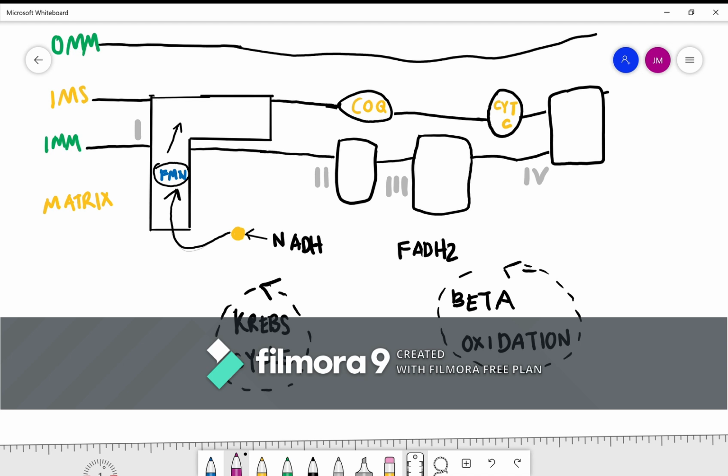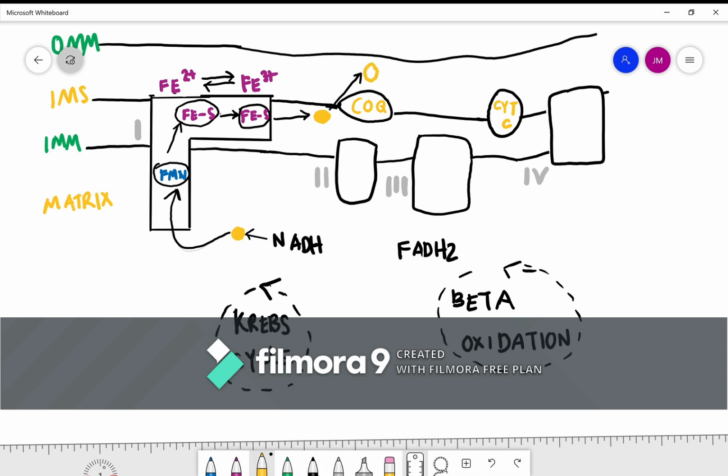The FMN then donates the electrons to the FeS iron-sulfur proteins. These are redox reactions in which the iron ions go from the ferrous state to the ferric state, depending upon when they receive and when they donate the electrons. In the next step, the FeS protein donates electrons to CoQ, coenzyme Q. Q is the ubiquinol, which is a freely permeable molecule inside the inner mitochondrial membrane.